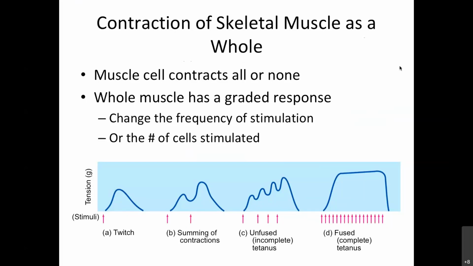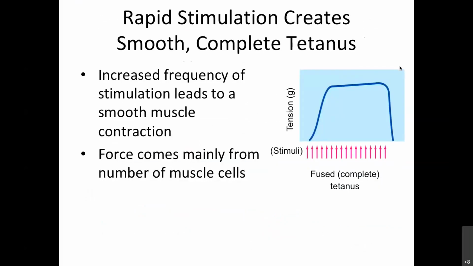If the motor neuron is not signaling fast enough, that is where you can have unfused tetanus, which is a shaking of the muscle, a reverberation. You see that a lot in people who have motor neuron diseases. So things like Parkinson's disease, for example, they'll have a characteristic tremor. That's because the motor neuron is not signaling fast enough because of damage. So again, the rapid stimulation will create a smooth, complete tetanus, whereas the force comes from the number of muscle cells that are contracting at once.